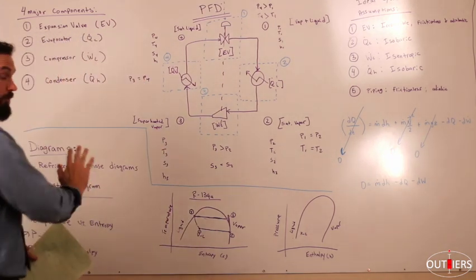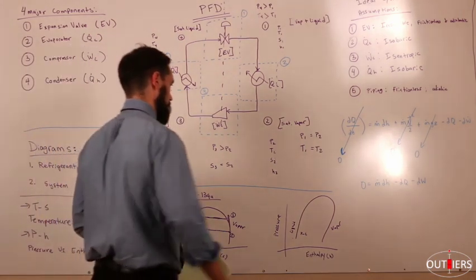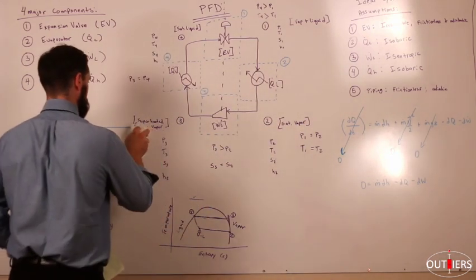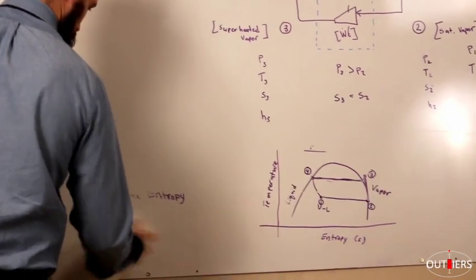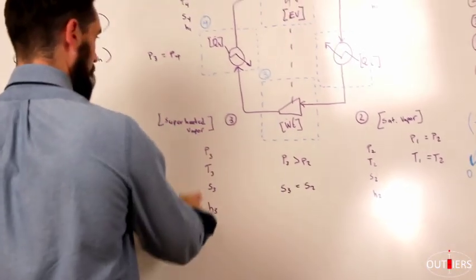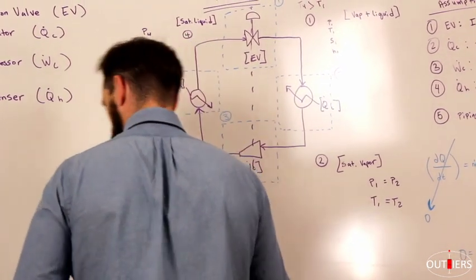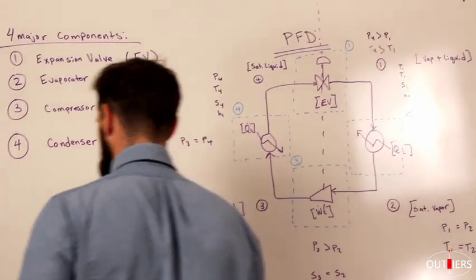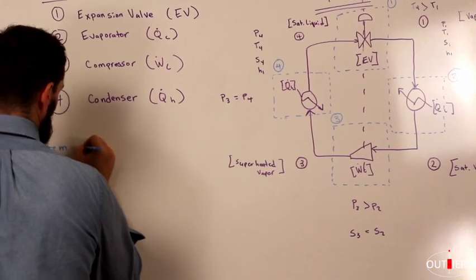However, because I'm running out of room here, I'm going to erase all of our diagram stuff here. I'm also going to erase some of the state information right here. I want to erase this just to give me some more room while I'm going through these energy balances. So let's look at system 1 and write an energy balance around that. System number 1.